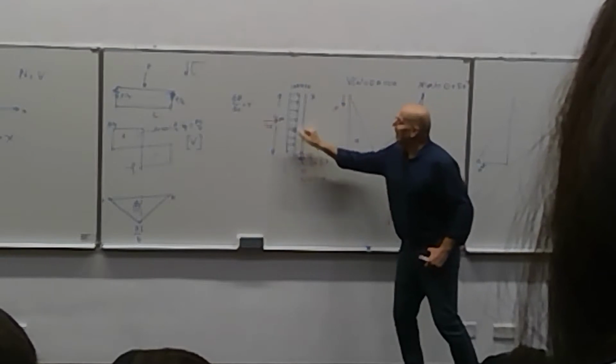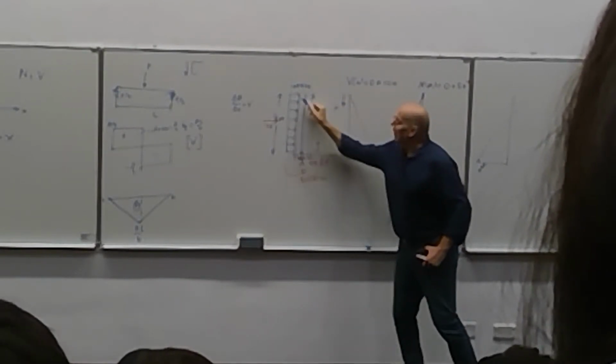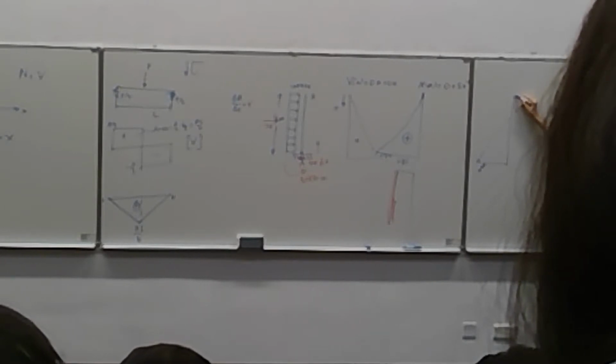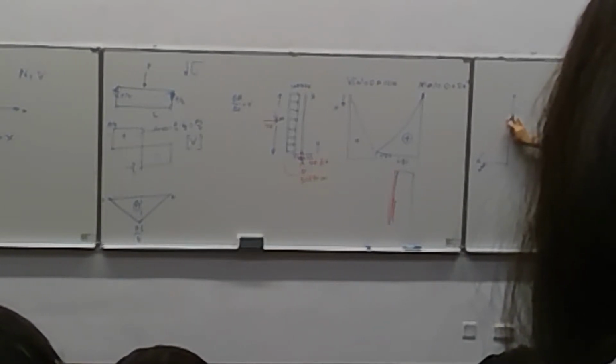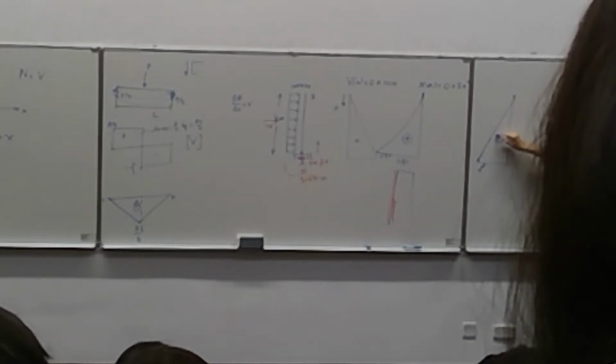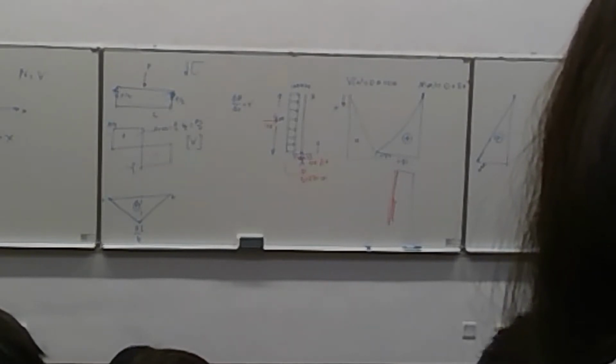But the intensity is constant. It means I'm moving with a constant slope. And how do I know where I will end up? Well, I will calculate the area under this, which is 10 times 4 is 40. So I know that after 4 meters, I will lose 40, so I will end up here. So the actual diagram is going like this, all positive, like this. This is the shear diagram in this case.